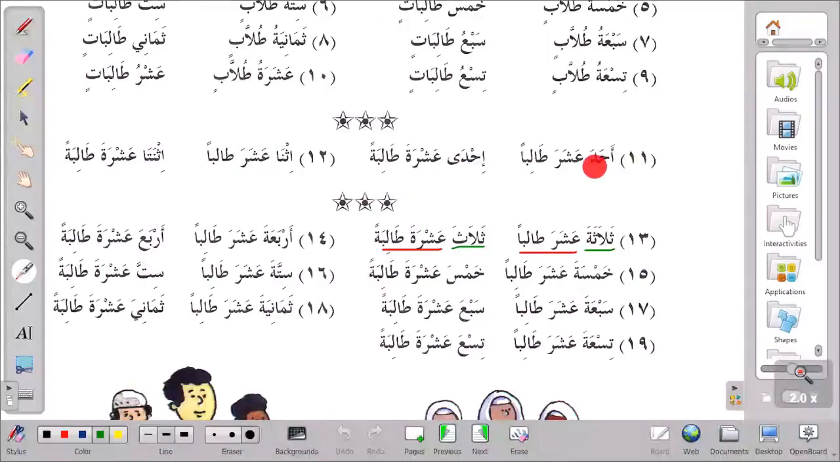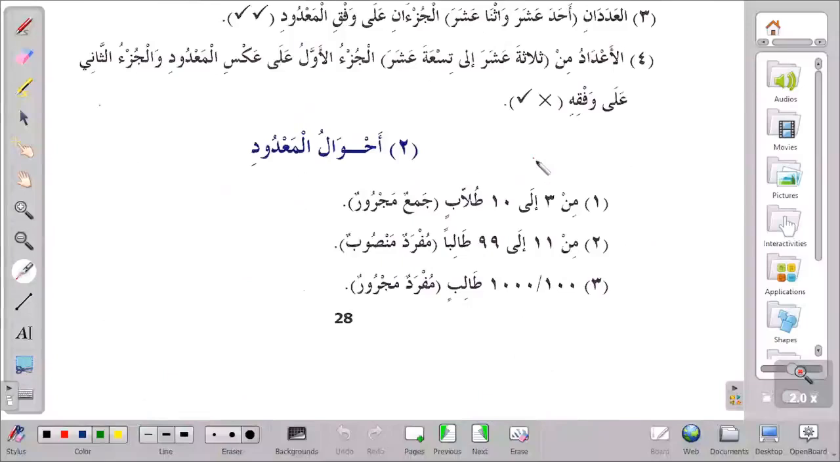This is 11. Ahada ashara taliban. The thing we are counting should be mufrad, that's singular, talib, not tullab. It should be singular and it should be mansub. I hope that is clear. So that's what he's saying here: from 11 to 99, the thing we are counting should be mufradun mansubun. I hope that is clear.